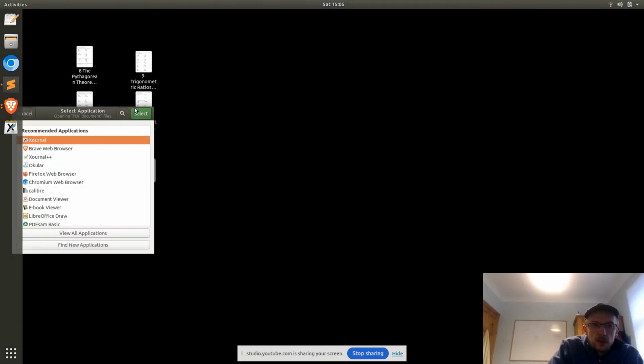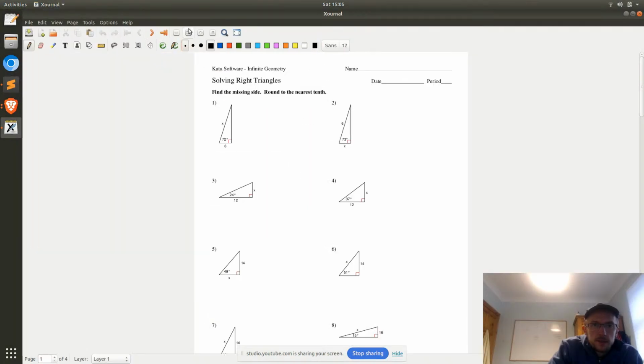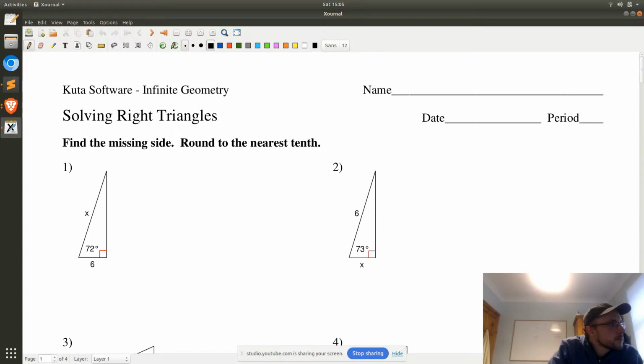Next up, solving right triangles. Let's get this moving, please. Okay. How many to contend with here? 17.